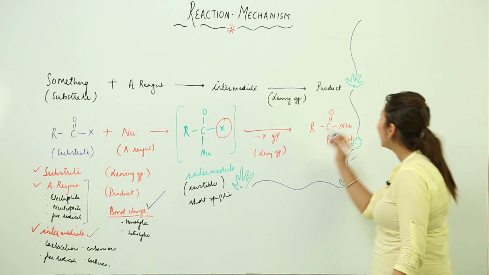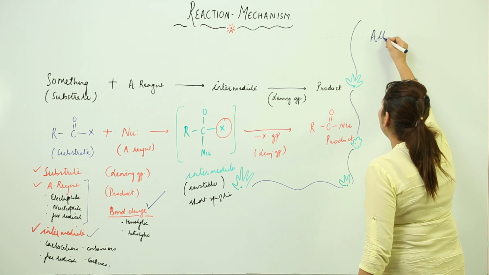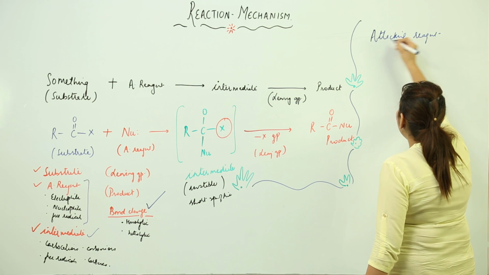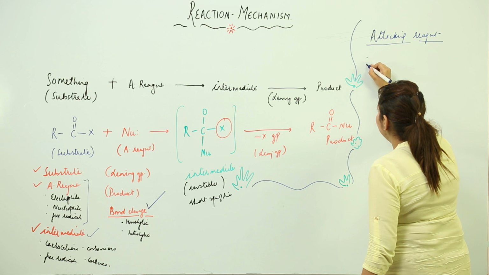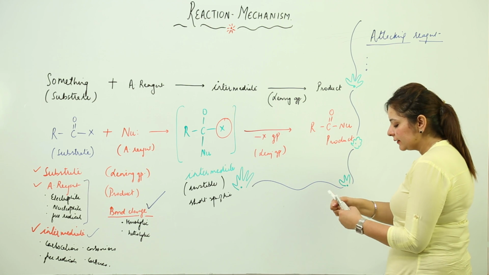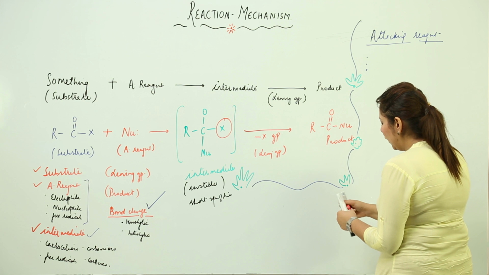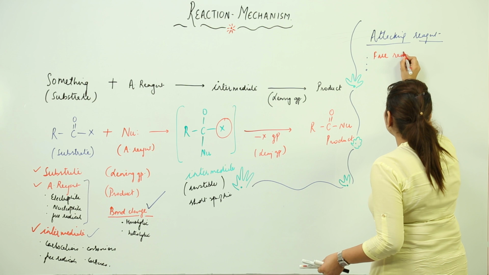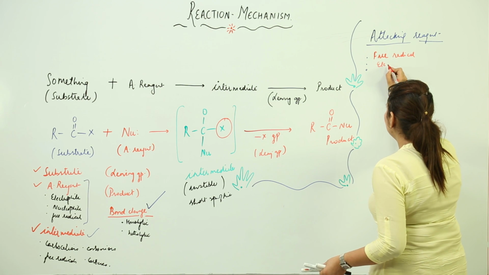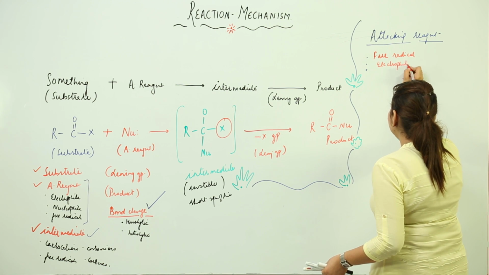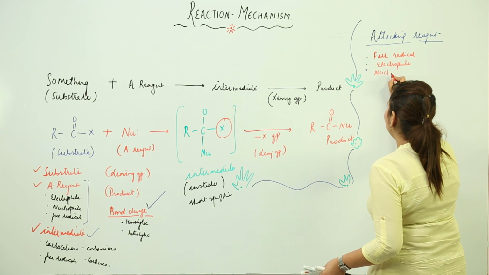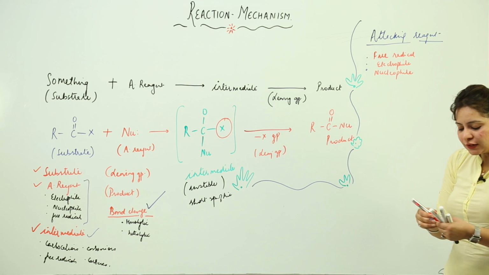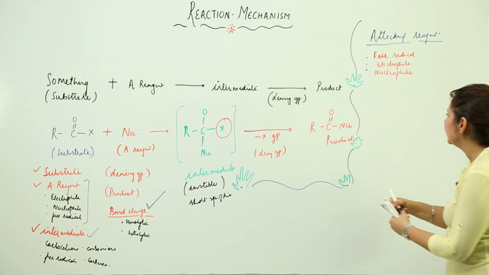So now coming to the attacking reagents: what kind of attacking reagent can the substrate encounter? We have basically 3 types of attacking reagents. The first one which we will be taking on is the free radical. Another can be an electrophile, which can attack, and we can also have the nucleophile. So the first I am taking on is the free radical.